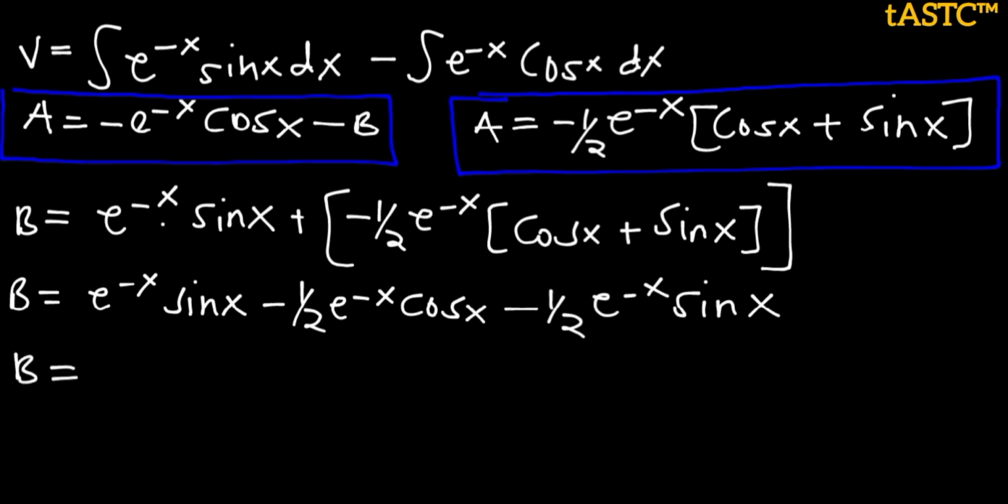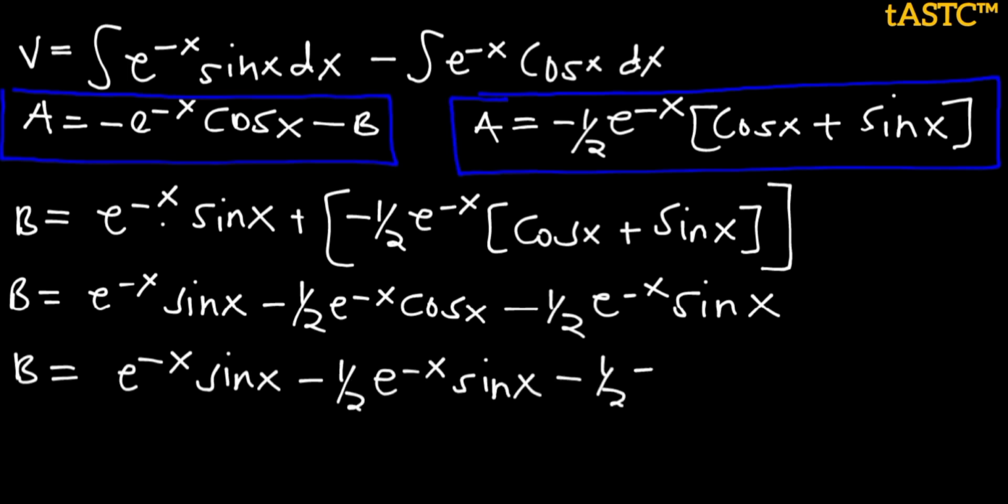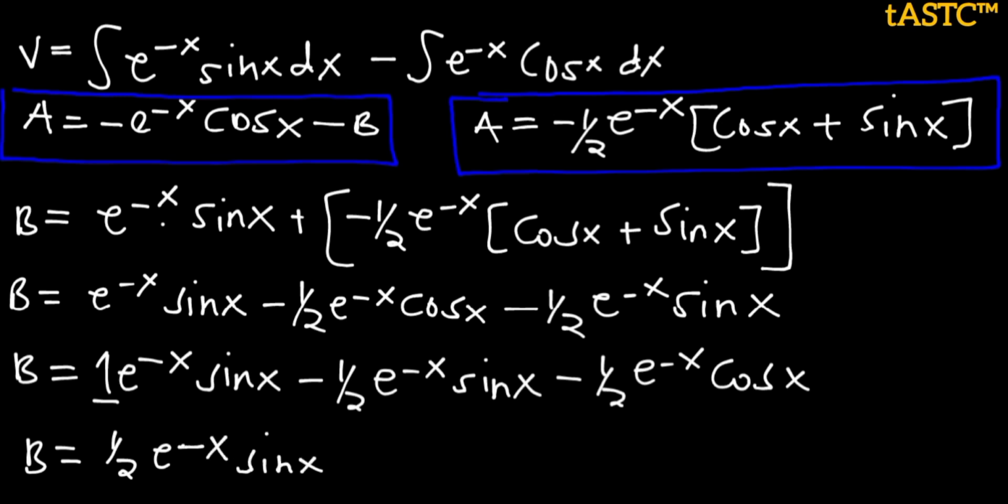So b is equal to e to the negative x sine x minus a half of it, and we're going to have a negative 1 over 2 e to the negative x cos x. Now we have one of this here and then minus a half of it. So that will leave us with a half. So this is 1 over 2 e to the negative x sine x, and this will be minus 1 over 2 e to the negative x cos x.